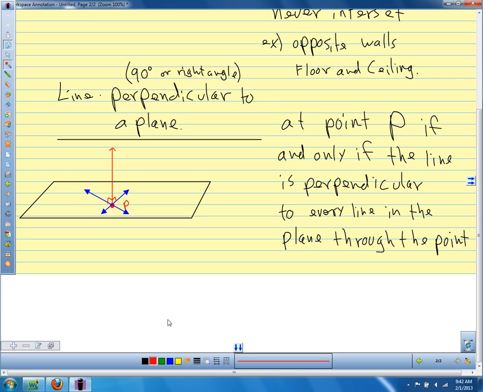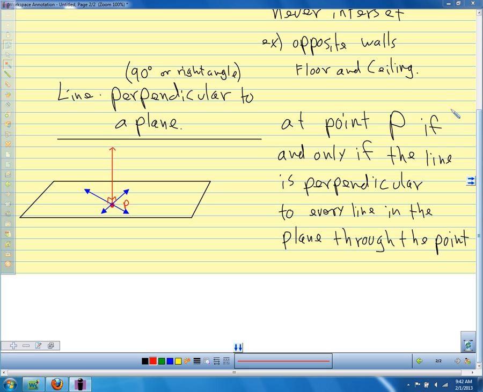So if I rotate it down here, it still makes a 90-degree angle with the line, but it doesn't make a 90-degree angle with the plane. To make sure it makes a 90-degree angle with the plane, I have to make sure it makes a 90-degree angle with every line that goes through that point where they touch. So that's why you have to be careful that way. You have to make sure that we can't rotate this line around and have it be perpendicular to the line but not the plane. So that's how we guarantee that a line is perpendicular to a plane.